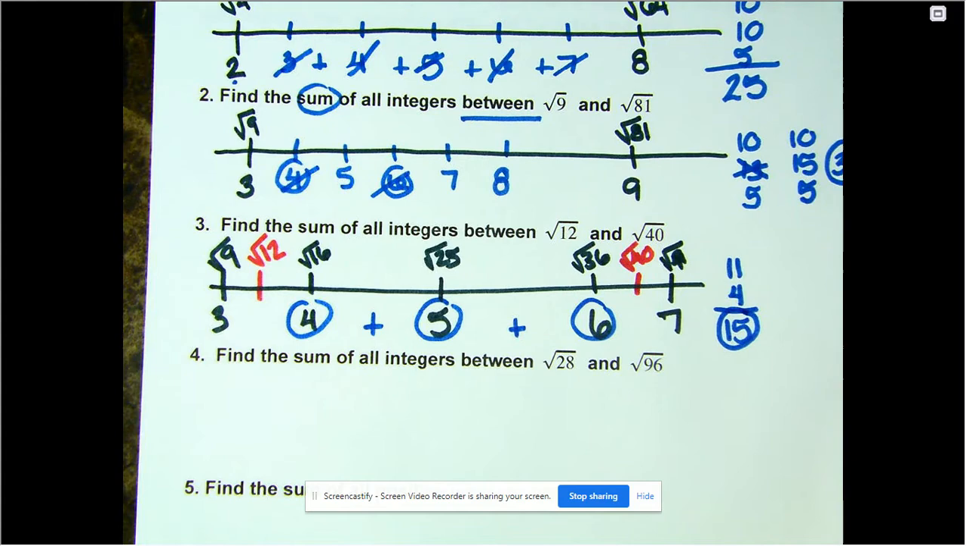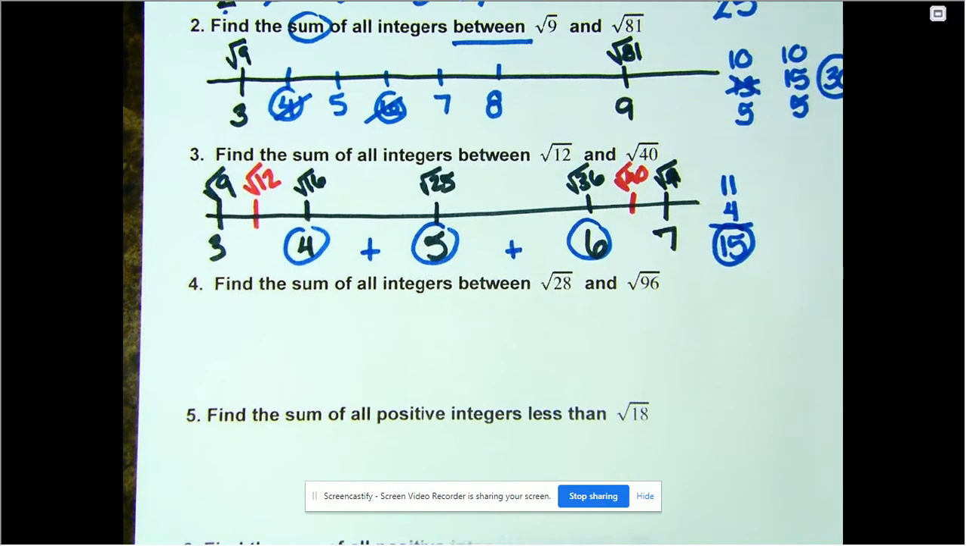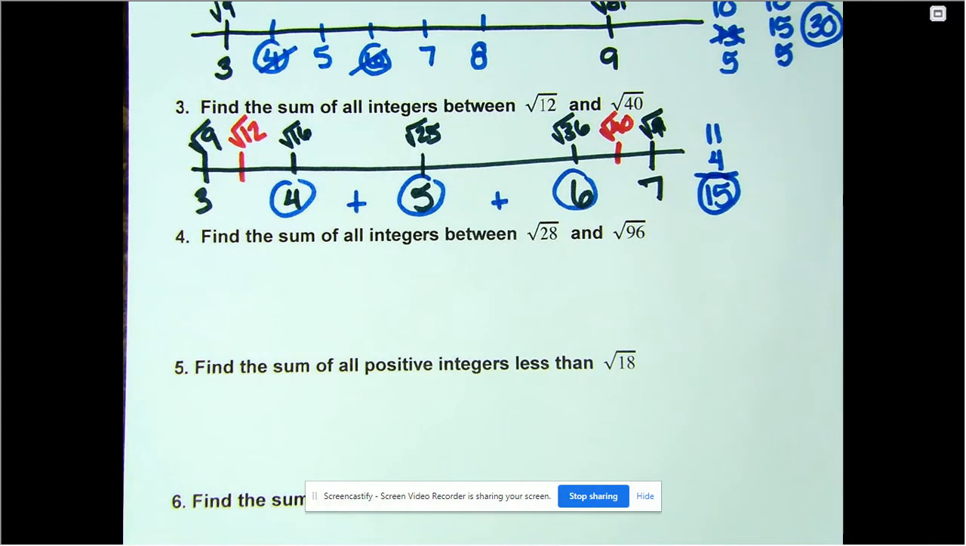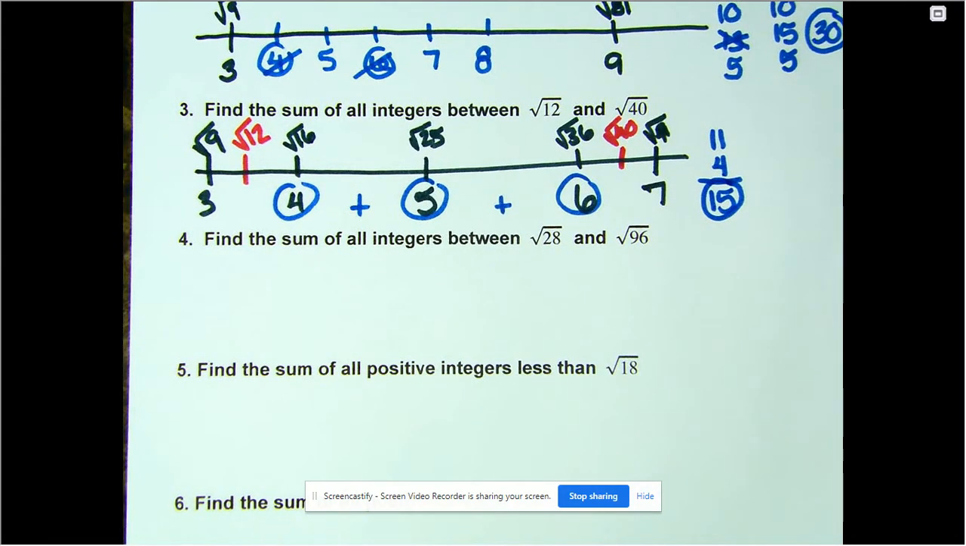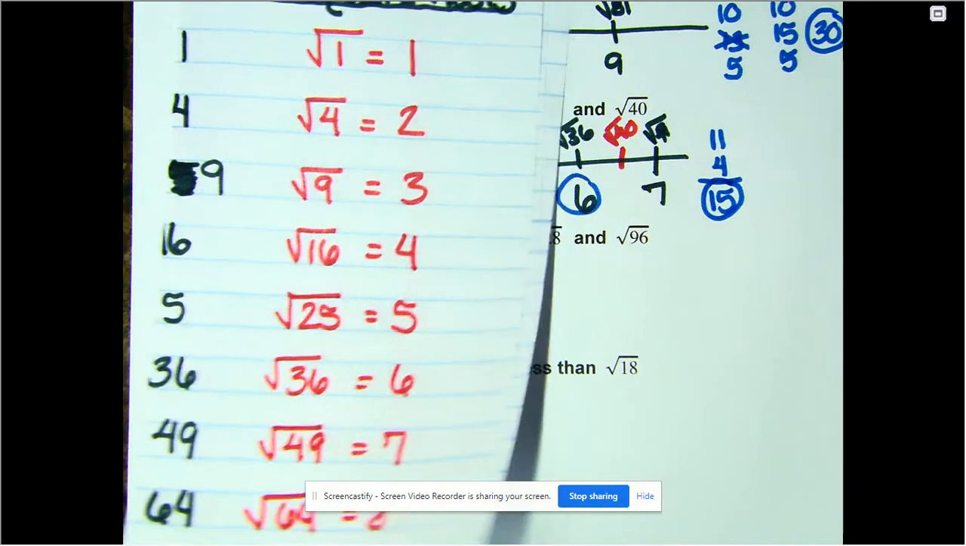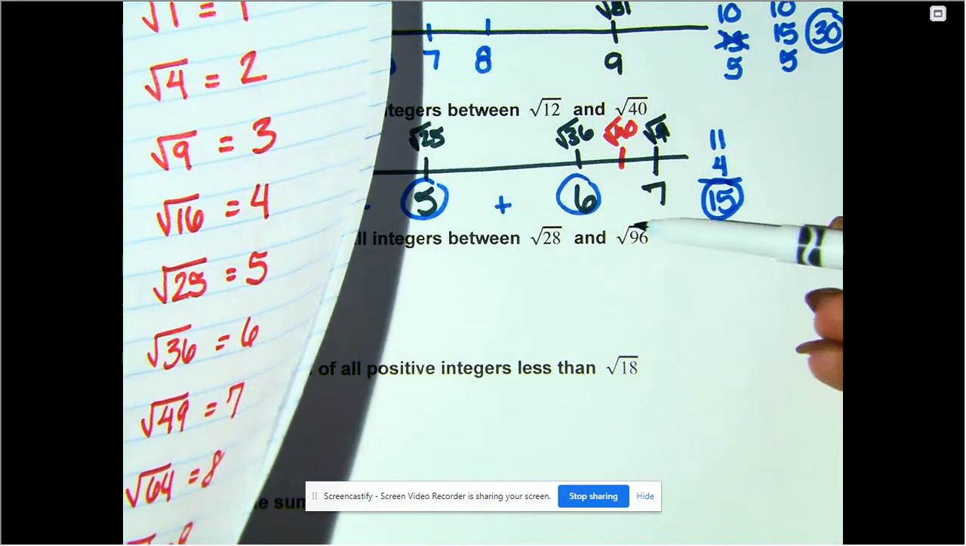Okay, on number 4, find the sum of all integers between the square root of 28 and the square root of 96. So as you can see, we don't have perfect squares on this one anymore. So we're also going to have to use our perfect square list to take our skill of approximating that we learned earlier in a different video and also apply it to this problem as well. So again, it was the square root of 28 and the square root of 96.